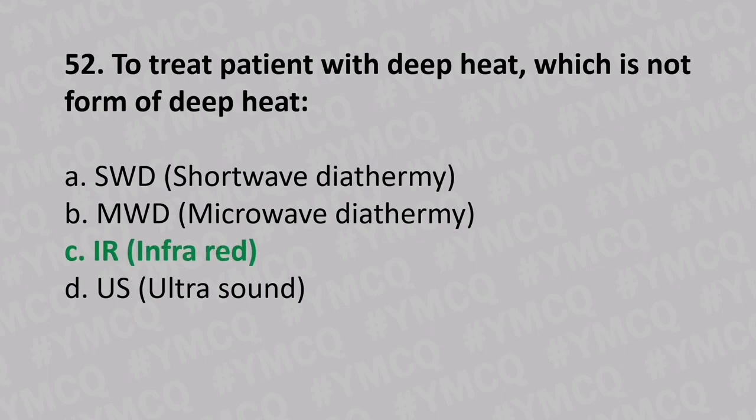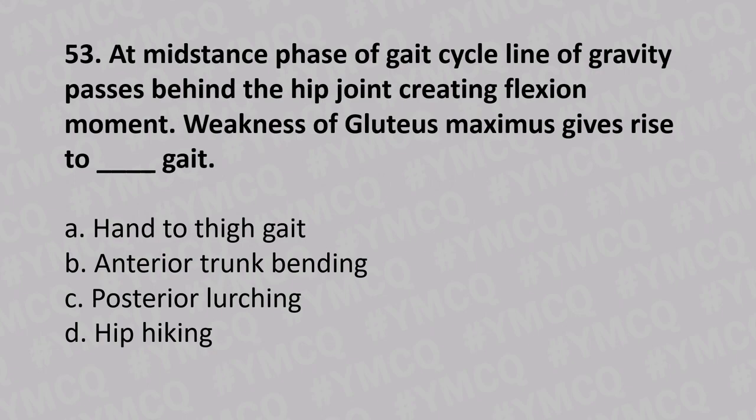Moving to our 53rd question. At mid-stance phase of the gait cycle, the line of gravity passes behind the hip joint, creating flexion movement. Weakness of gluteus maximus gives rise to which gait? Option A, hand to thigh gait. Option B, anterior trunk bending gait. Option C, posterior lunging gait. Option D, hip hiking gait. And the answer is option C, posterior lunging gait.